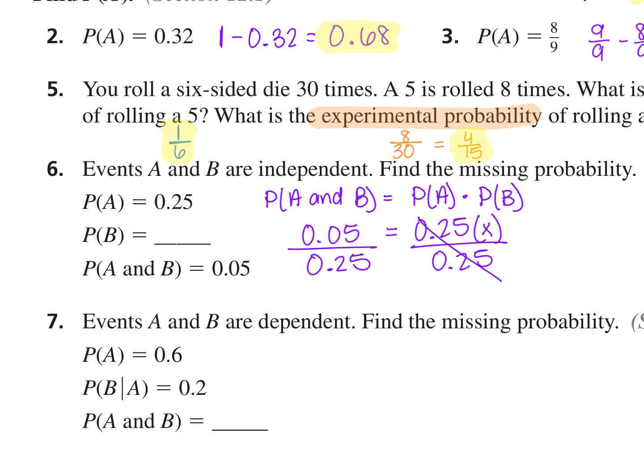These are going to cancel out, and if you divide it correctly, x, or the probability of B, is going to equal 0.2 as my answer.